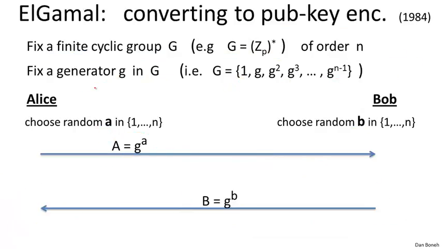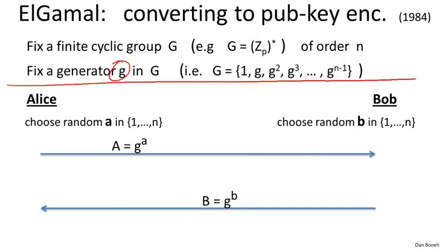So now let's see how to convert the Diffie-Hellman protocol into an actual public key system. And as I said, this was a brilliant idea due to Taher ElGamal. So as before, we're going to fix our cyclic group G and a generator little g inside of G. Now here I wrote the Diffie-Hellman protocol again, except now we're going to assume that these guys are separated in time. So these two steps don't have to occur simultaneously. They could actually take place at quite different times.